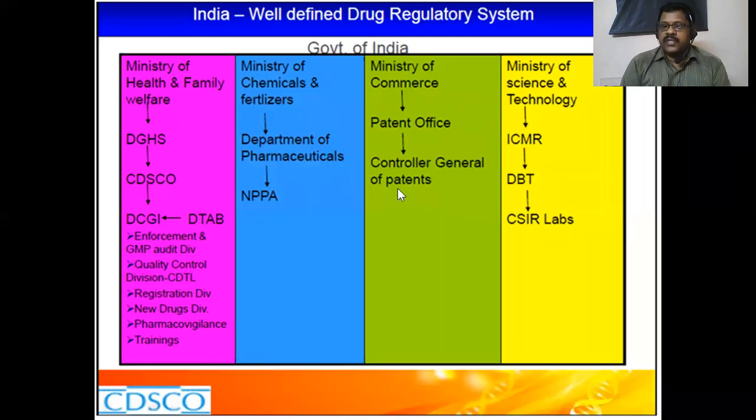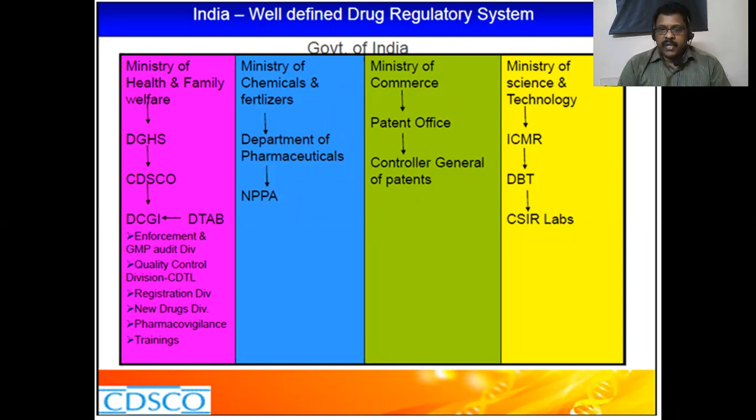And then the Ministry of Science and Technology is a funding agency that provides funds for clinical trials in India, and also executes various levels of investigations during the process of clinical trials. So they will also do some auditing. That is ICMR, the Indian Council of Medical Research. It comes under the Ministry of Science and Technology.